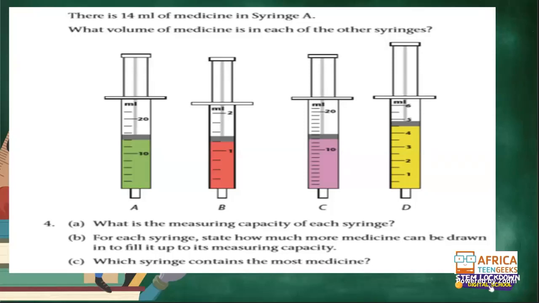Okay, I think you're answering someone else. All right, can we focus on the question? Because I don't want us to lose focus. We already answered for A and for B. How much more medicine needs to be drawn in to fill it up to its measuring capacity? Take the total capacity minus the volume, and that will be your answer.